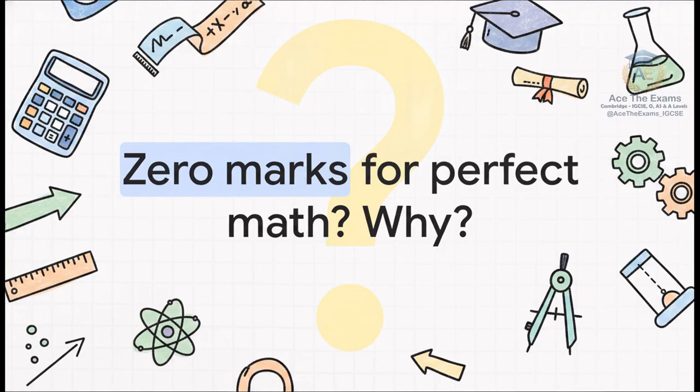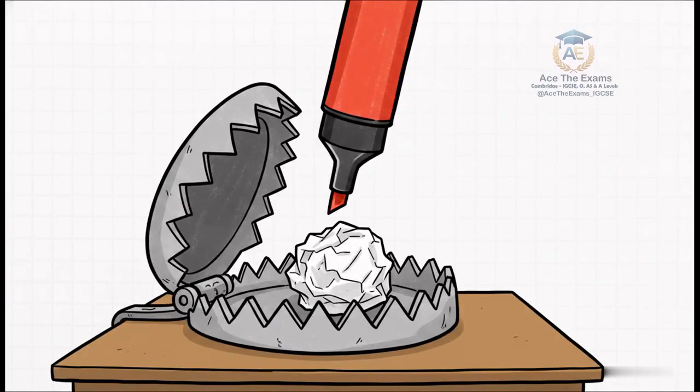Why? Because you see, Cambridge physics isn't just about blindly punching numbers into a calculator. It's about scientific reasoning. It's about units. And it's about proving beyond a shadow of a doubt that you actually understand the physical experiment taking place. So let's dive into this.